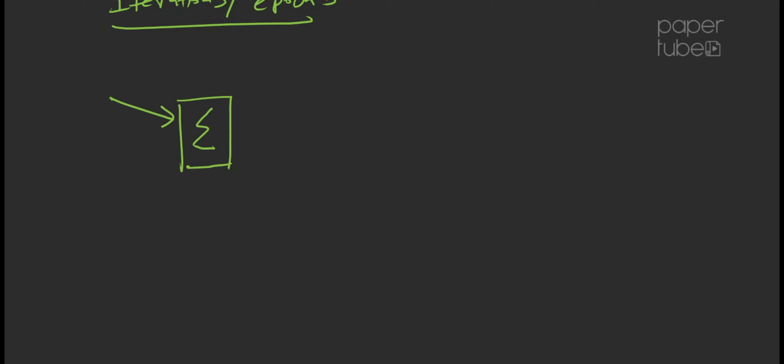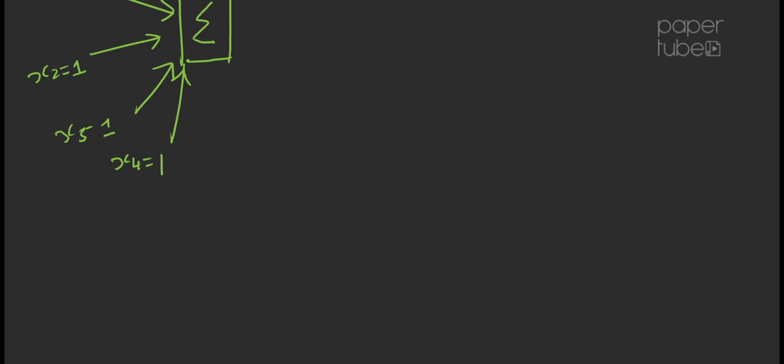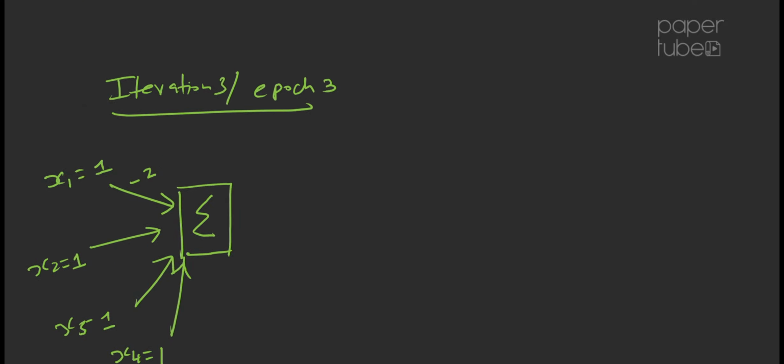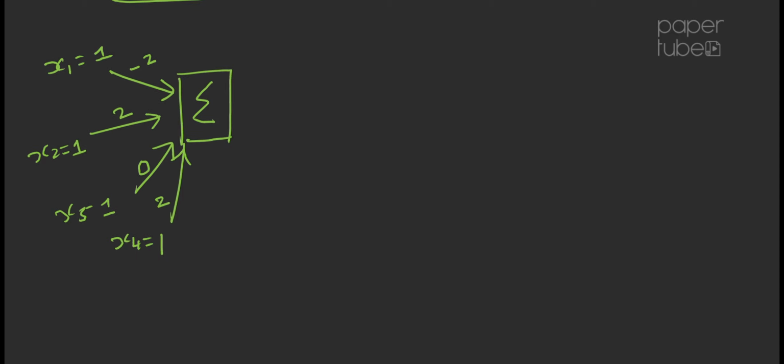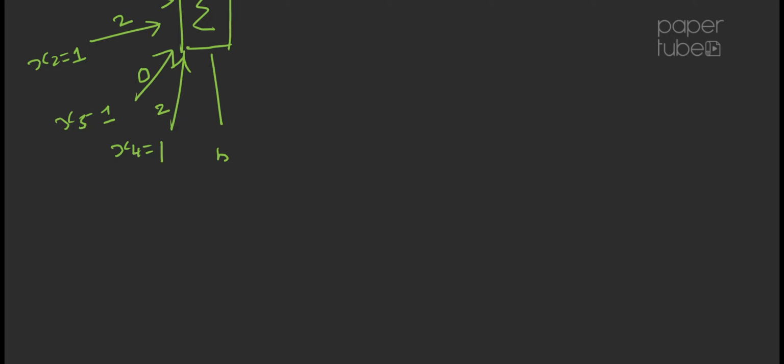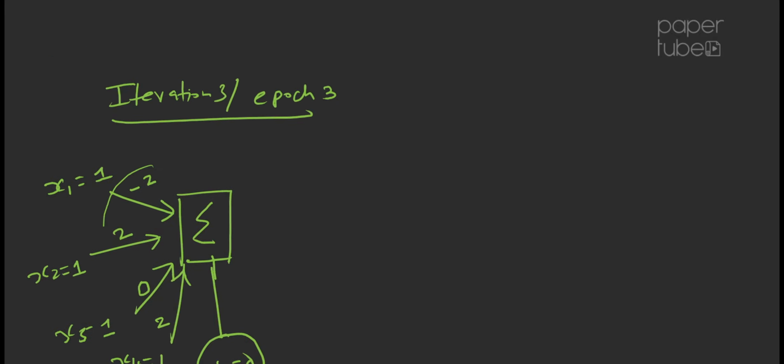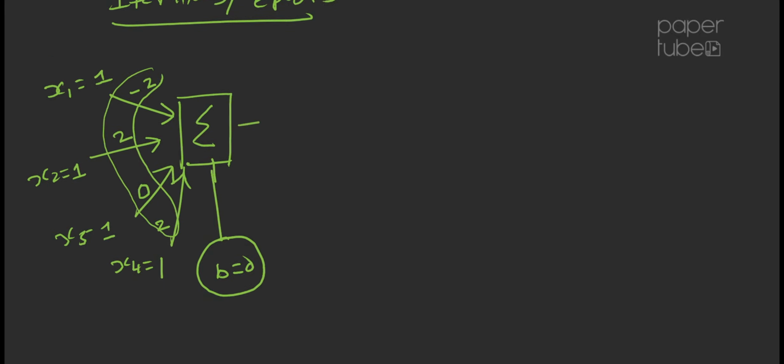So you have x1 equal to 1, x2 equal to 1, x3 equal to 1, x4 equal to 1, and then we know the corresponding weights -2, 2, 0, and 2, and then we have the bias, which is equal to 0, the updated bias, and these are the updated weights. So from there we can get the net input. If you calculate correctly, you will get a value I equal to 2.